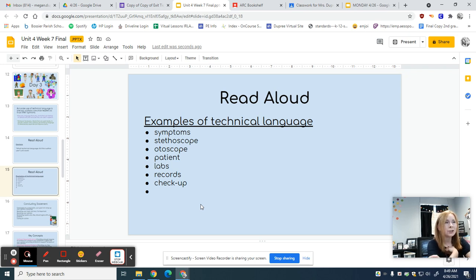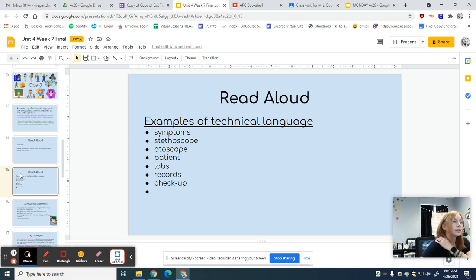Now, would a teacher necessarily use a stethoscope or otoscope? No, right? Would a librarian refer to the people who come to the library as a patient? No. So that's why it's specific to people who work in the medical field and more specifically to doctors, right? Doctors have patients. There's labs, there's records, there's checkups. So these words are geared to doctors, nurses, and other people in our medical field.